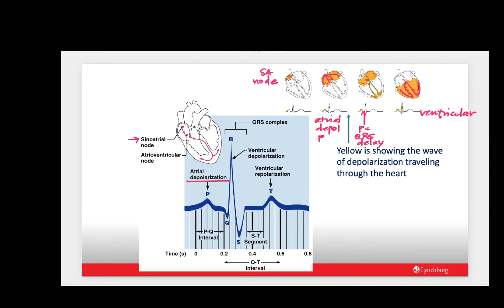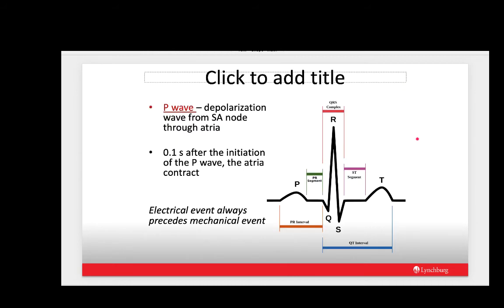Okay, ventricular depolarization. That's going to spread throughout the ventricles, and that's going to give us our QRS complex. And it's much more complicated than the P wave, just because those ventricles are much larger, and it gives us a more complicated composite action potential tracing. And so that's basically the wave of depolarization.